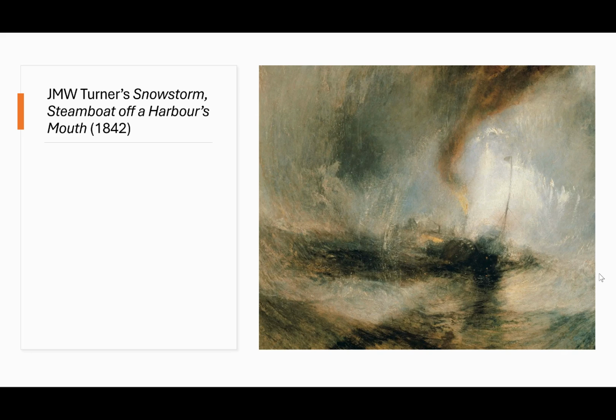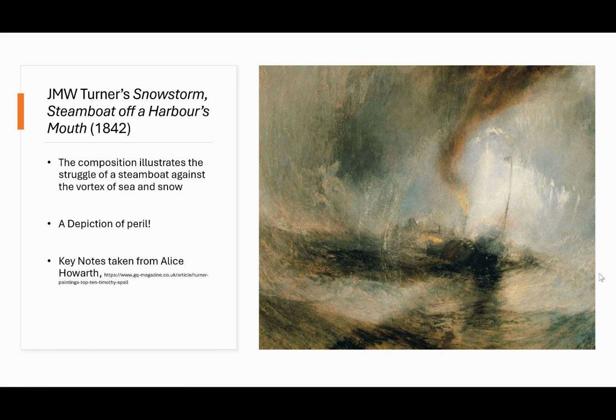J.M.W. Turner's Snowstorm, Steamboat off a Harbour's Mouth, another great piece here. This is similar to the Great Western Railway that we saw earlier. This composition illustrates the struggle of a steamboat against the vortex. A depiction of peril. I do think when you see this, we have a sense of chaos, and these ideas are taken from Alice Hartworth, and there's your GQ magazine that you can go to if you wanted to read the article. But in this sense, there's chaos, and I do think J.M.W. Turner, though he is not anti-industrial progress, is critical in the sense that he wants to know, what is this future?